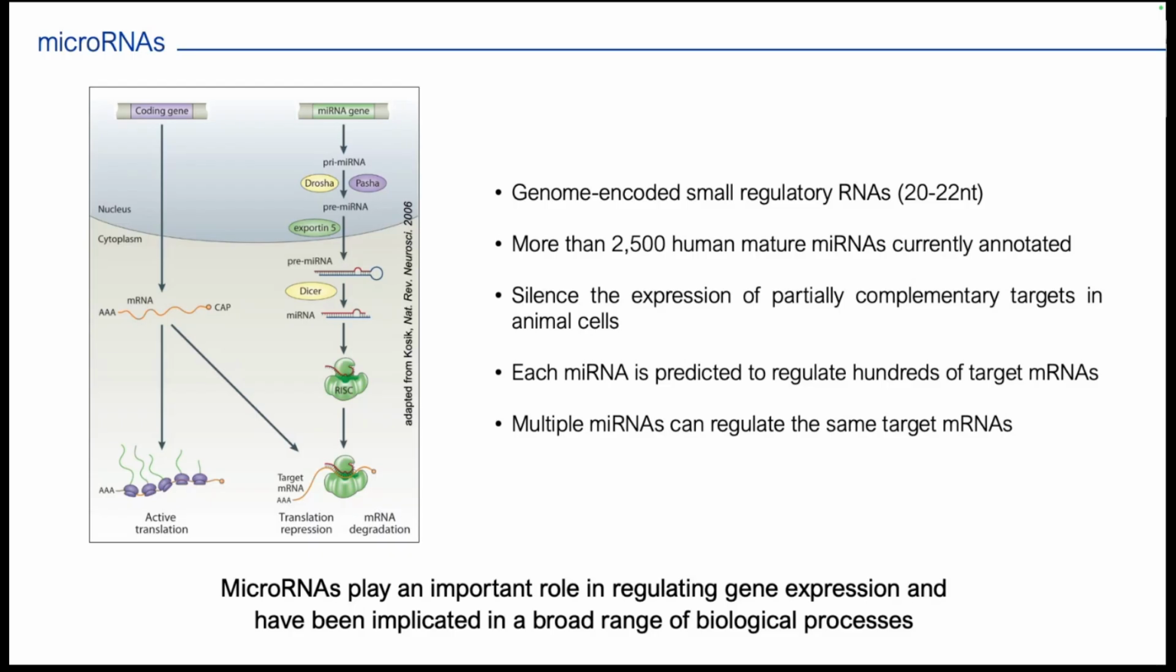So this generates really very strong and intricate networks of gene regulation, and more than two-thirds of the genome is predicted to be regulated by these 2,500 microRNAs. So they are important for basically everything that has been characterized in multiple physiological and pathological processes.